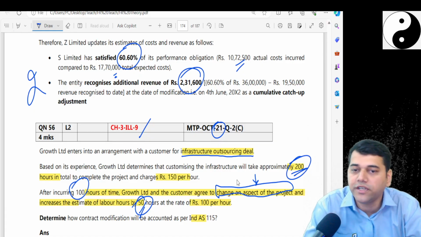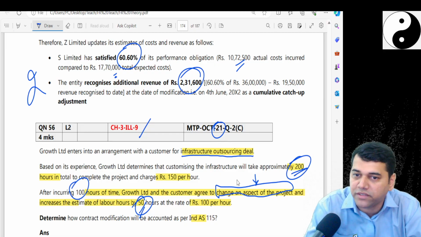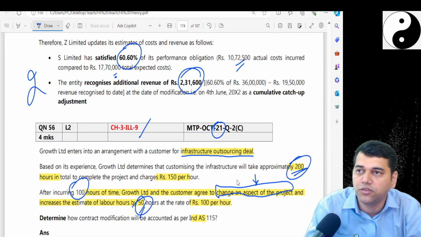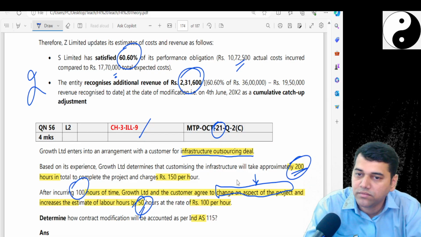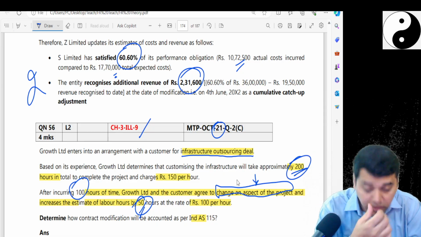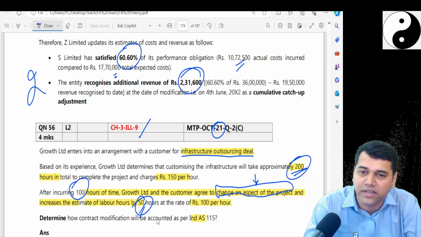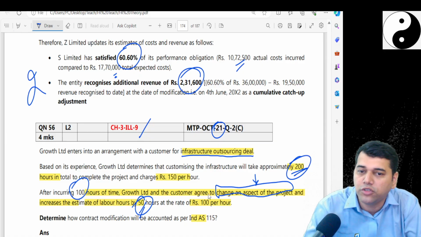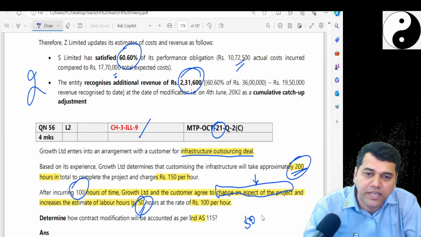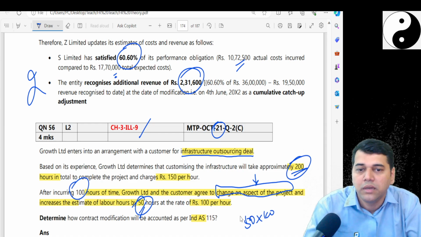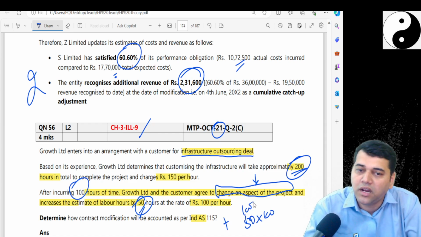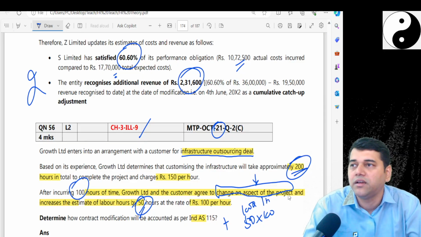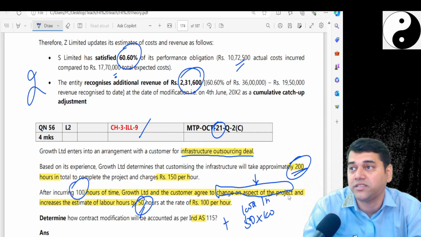Okay, so if you treat it as a termination of the existing contract and continuation of the new one, how do you treat it? Okay, understood. You will stop it at the 100, and the balance amount you add to the new value. So you say 50 into 100 is the new, plus how much you have spent, 100 into 150. Agreed. Okay, let us see the assumption the ICAI has taken.